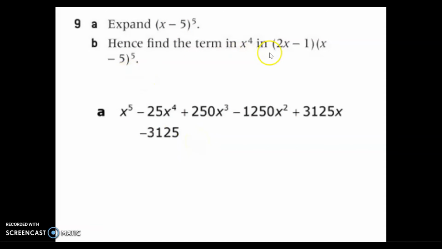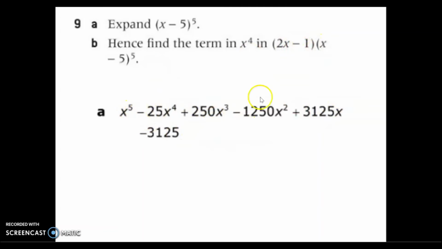It looks a little strange at first, but let me explain it and see if you can come up with it. Basically, we're looking for the term in x to the 4th power in this expression here, right? Notice that the second half of it is the same binomial we had here, x minus 5 to the 5th power. So to solve this, first you would expand that using our binomial theorem, and then multiply everything by 2x minus 1. So it becomes something here. Basically, you are doing 2x minus 1 times that expansion.